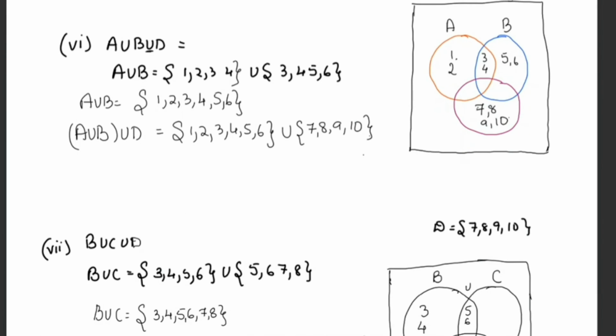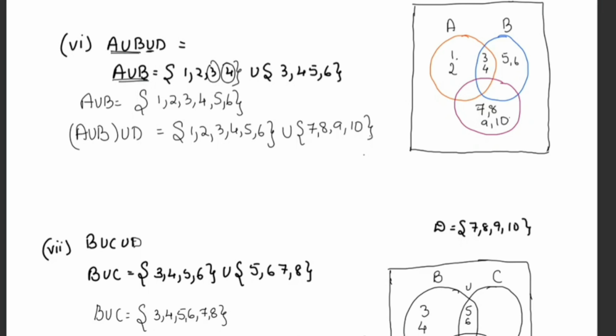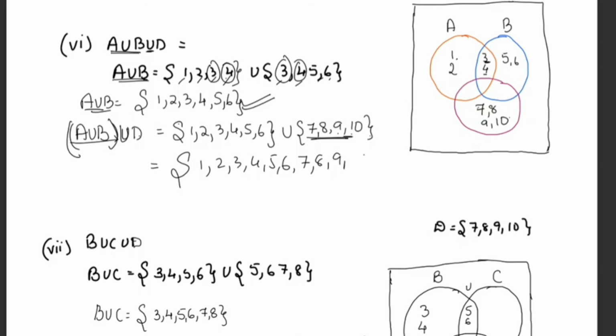Next one, A union B. Again A union B. What is common? 3 4. So in Venn diagram 3 4 I have kept here. A union B we get 1 2 3 4, common thing one time, 5 6. This part. Then A union B, this one, union of D. So this is 7 8 9 10. So what is your answer? 1 2 3 4 5 6. Nothing is common here, but it takes everything together. So the whole setup is your answer.